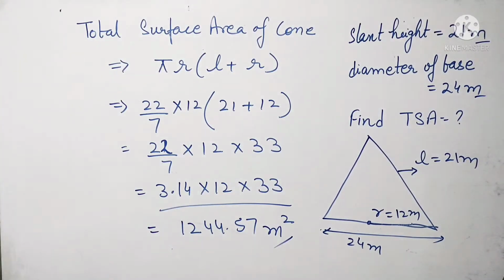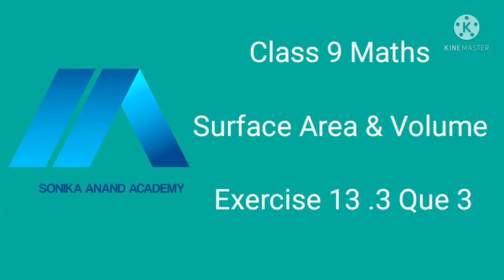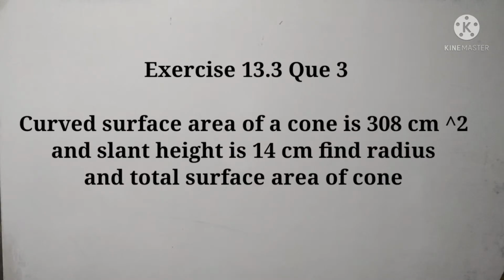And this was the second question. The name of the chapter is surface area and volume. Question number 3, exercise number 13.3. The curved surface area of the cone is 308 centimeter square and its slant height is 14 centimeter. Find the radius of the base and total surface area of the cone. Firstly, we collect all the data and then we apply the formula. Let's see.